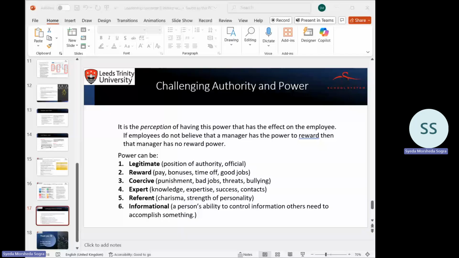The fourth one is expert power. This is based on your knowledge as well as your skill sets. The fifth one is referent power. So this is based on your charisma as well as your respect. The very last one is informational power. So this is control over valuable information. So a great leader uses these powers ethically and collaboratively, not in a manipulative way.